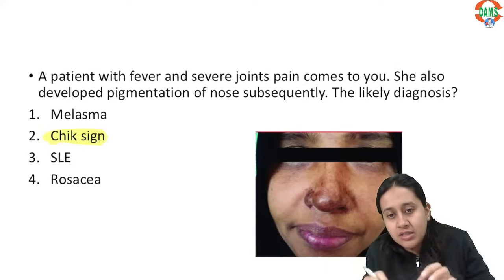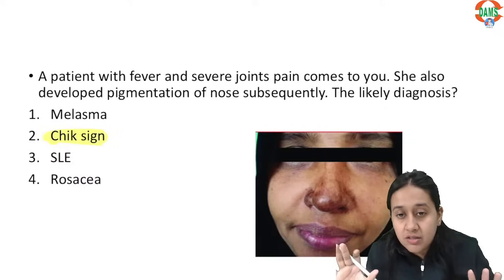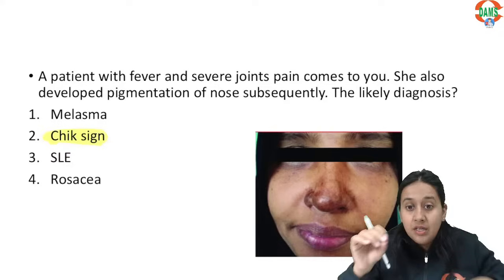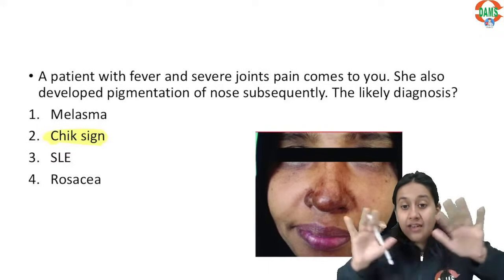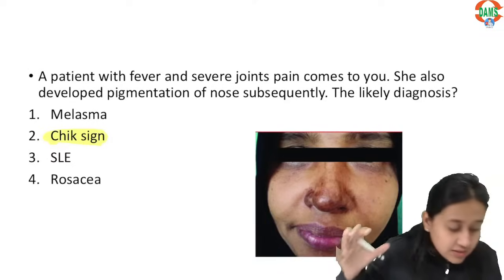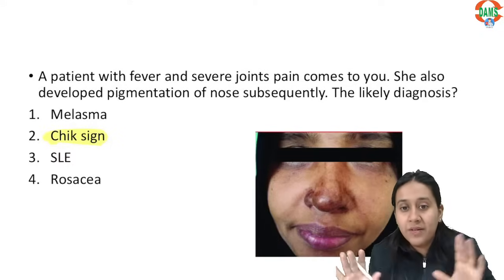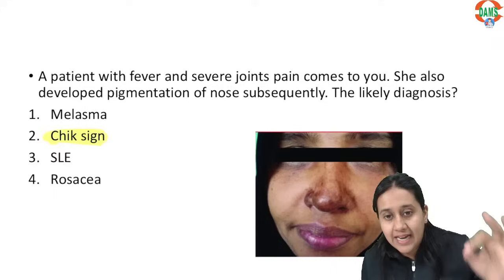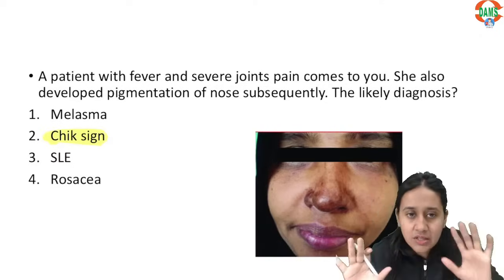Chick sign means just the pigmentation after the chikungunya infection. But in fixed drug eruption, the lesion will have pain to start with, redness to start with, and later on when it heals, it will give you a pigmentation. Is this clear to all of you? Can I get a quick thumbs up? So now onwards, nobody will get confused in chick sign and in fixed drug eruption. There's no confusion.